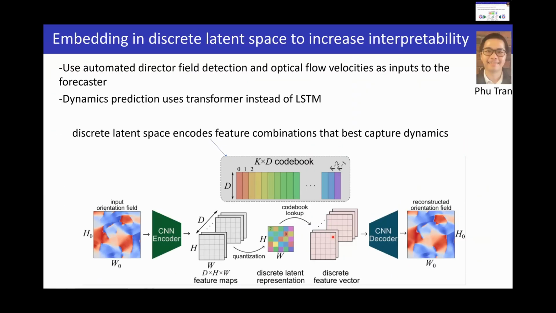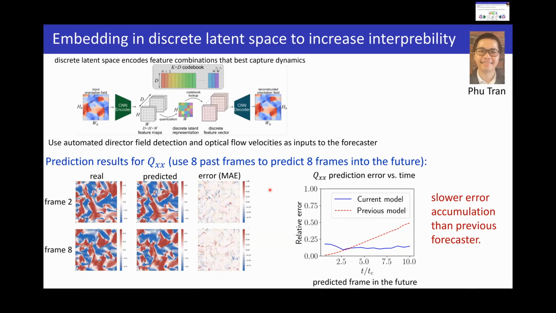So my postdoc Fu and now Aveg are working on ways to make this better. You heard about transformers. We're using transformers and now projecting the dynamics down onto a latent space and trying to predict the dynamics within that latent space. This has already made a significant improvement in the ability of the forecaster.